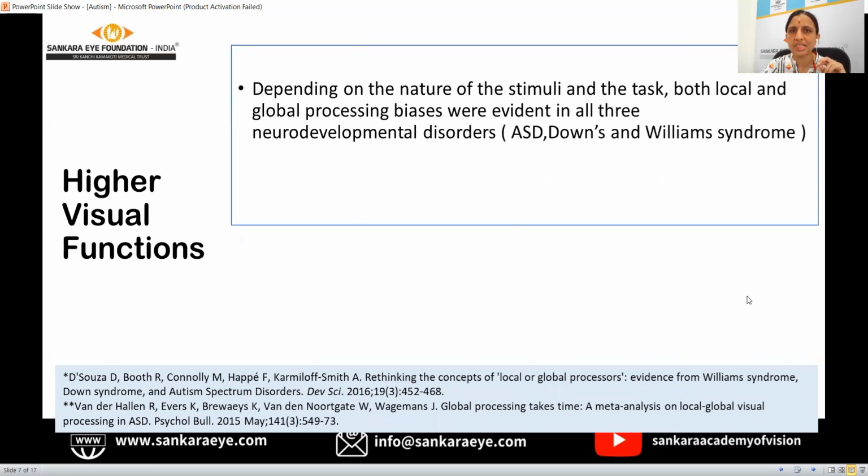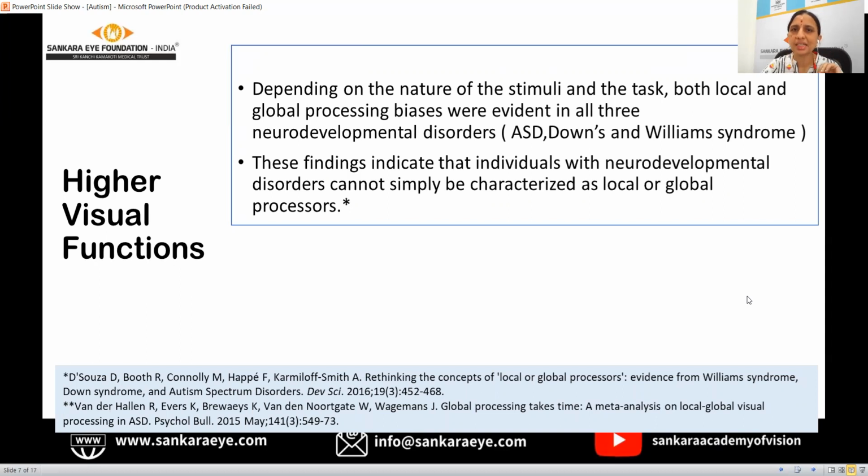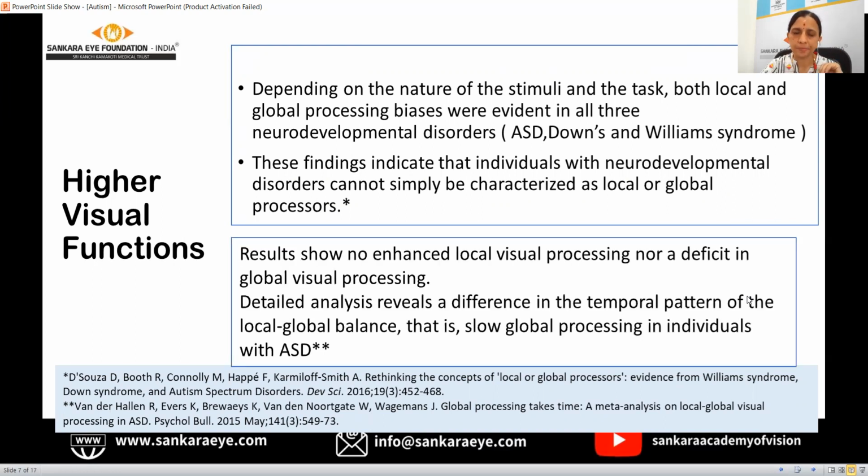What they concluded from this is, depending on the nature of the stimuli and the task, both local and global processing bias were evident in all these children with autistic spectrum disorder, though their study included other syndromes as well. These findings indicate that individuals with neurodevelopmental disorder or autistic disorder cannot be simply characterized as having global processing errors or local processing errors, and that becomes important in terms of treatment of these children.